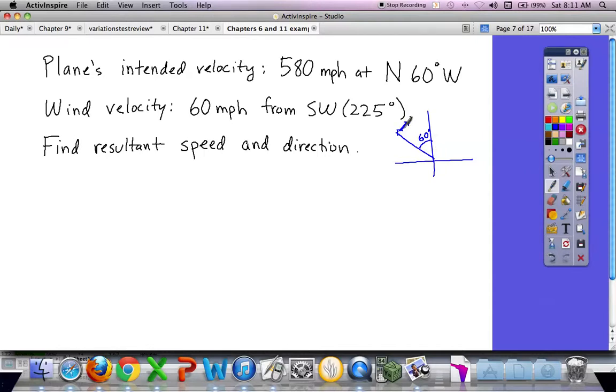Right? If it's coming from 225, then what we're really interested in here is what is this angle. So let's see. Let me change colors here. So we could see for the plane's direction, we're going to actually be using not 60 degrees, but that should be 150 degrees. And we could see for the wind, this direction right here, if it's coming from 225, then it's actually 45 degrees.